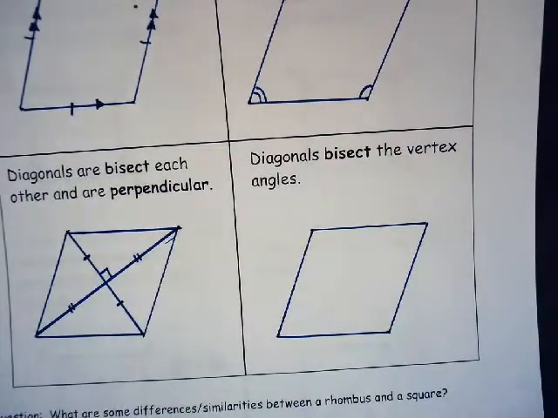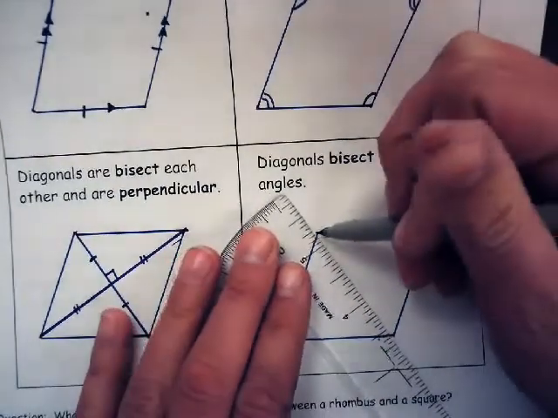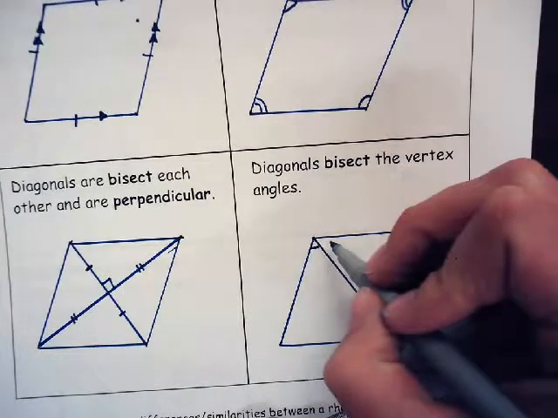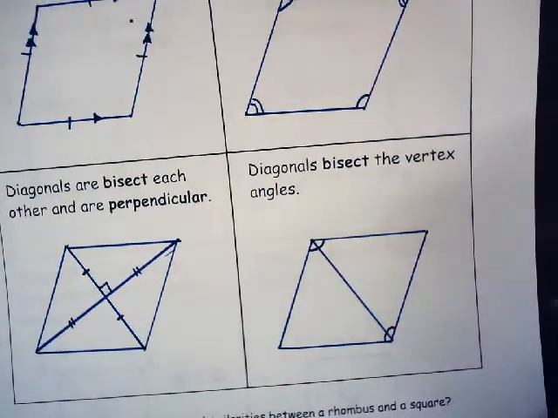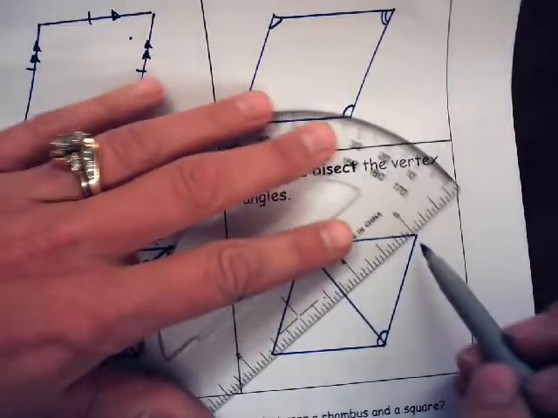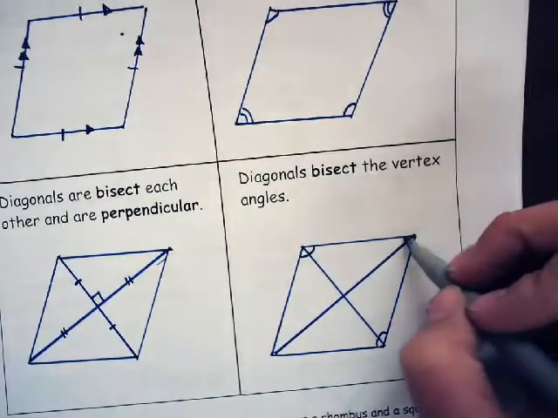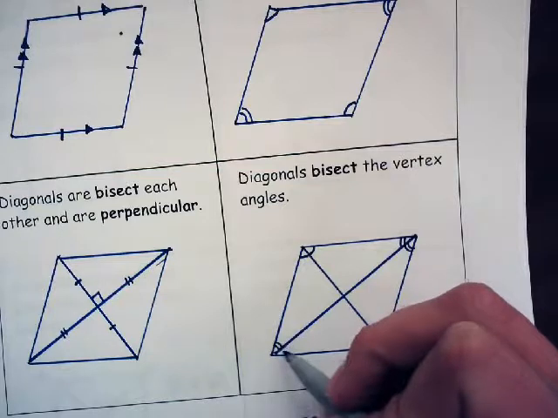The diagonals also bisect the vertex angle, which means if I draw a diagonal here to here, that cuts this angle in half right there, and that angle in half right there. Then if I draw one here, this is cut in half right here.